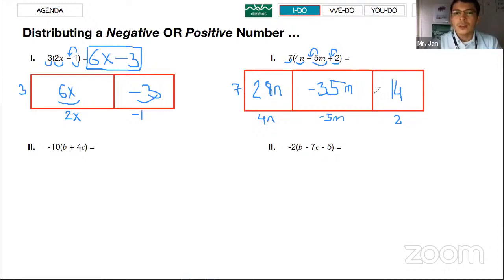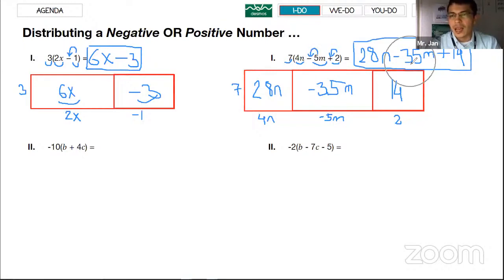So the answer for this distribution is you just need to put these areas together. The first one is 28n. And the second one is -35m. And the last one is just +14. Because it's positive, I need to put a plus sign, +14. So this is the result for distribution. This is the way that you can rewrite a product as a sum, as an addition.